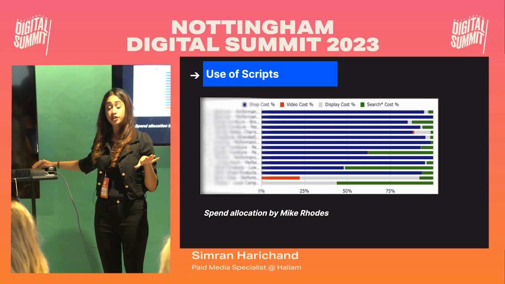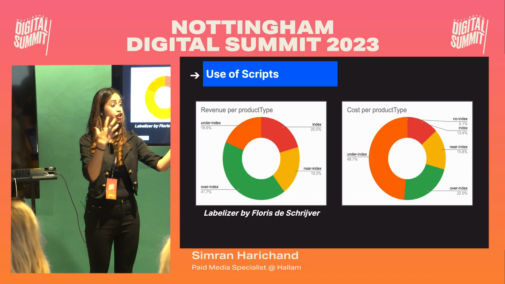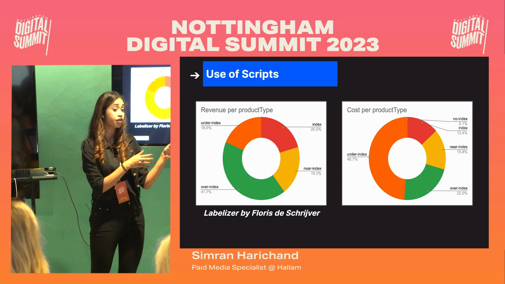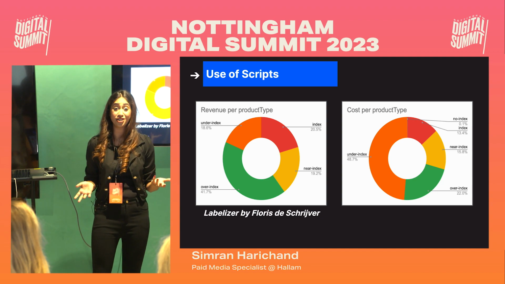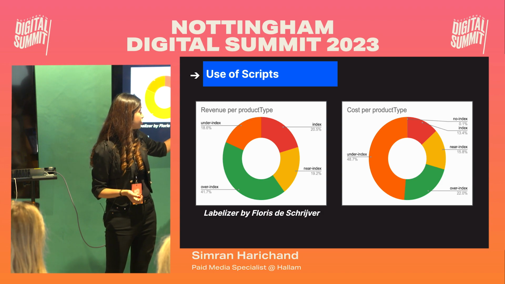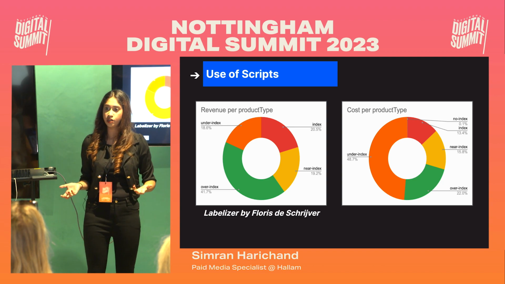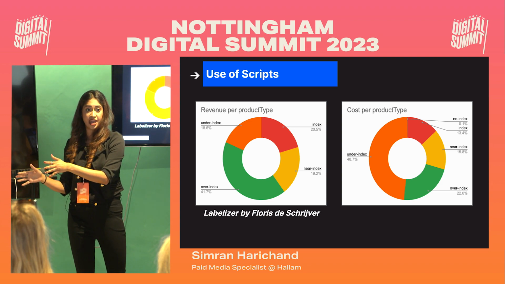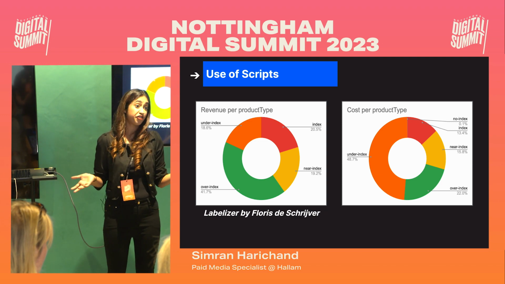The second script that I absolutely enjoy is the script called Labelizer by Floris de Schrijver. This script uses data from your campaigns to tell you which of your products are performing above your conversion targets, below your targets, on target, or near target. So this goes back to how important product segmentation is. So as you can see from this example, 48% of the cost is actually being spent on products that generate me only 18% of the revenue. So by actually segmenting your products into performance-based campaigns, you can avoid this kind of situation and play around with your budget so that you're getting more bang for your buck.